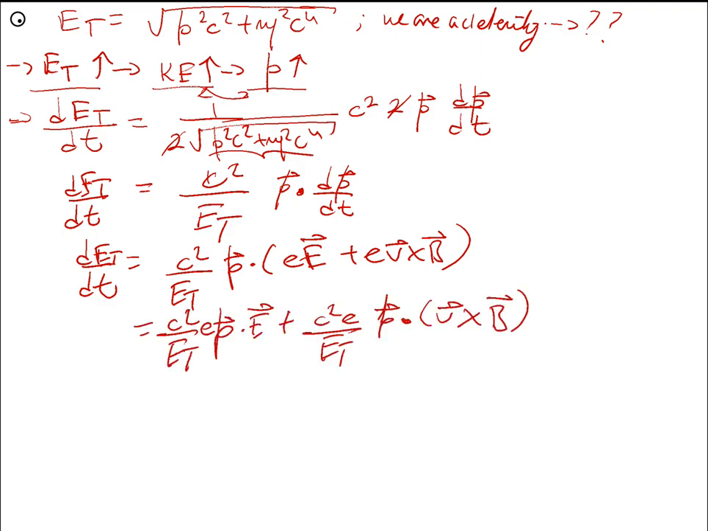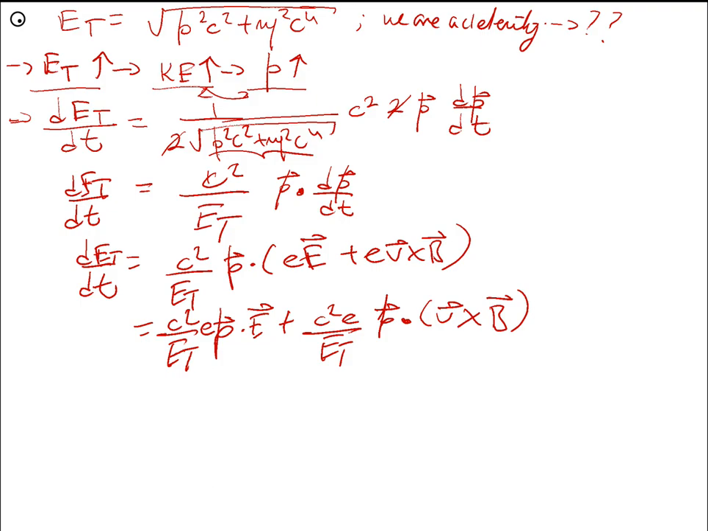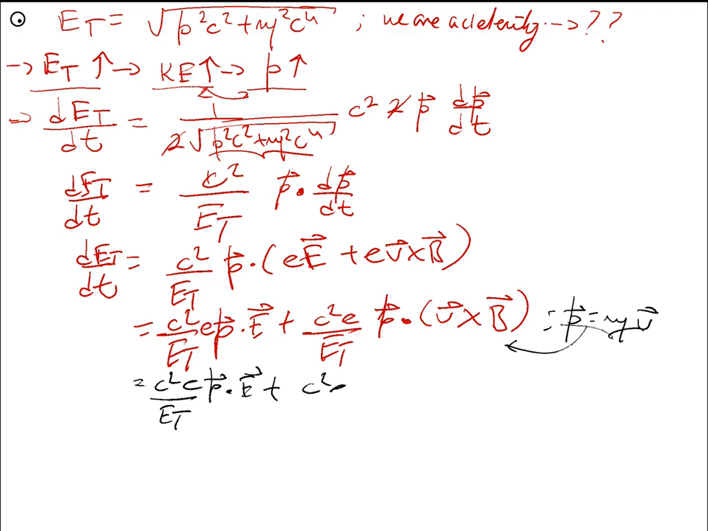And you might ask the question, okay, cool, so what can we actually do with this? The thing is, we can also write momentum as mv, as you know, and substituting this into the second part, we get c squared over E total, momentum dotted with the electric field, plus c squared over E total, mass m, v velocity dotted with velocity cross B.